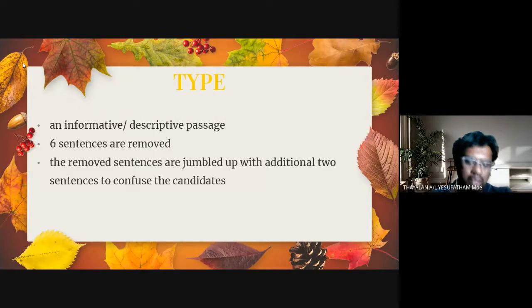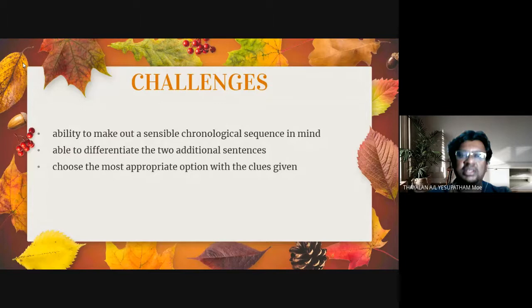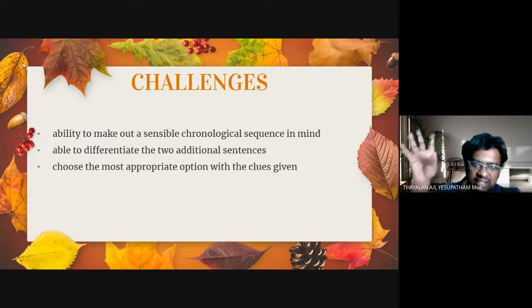All right, now the challenges. What are the challenges? The first challenge would be to gauge the student's ability to make out a sensible chronological sequence in mind, which means you are able to see the whole passage with the gaps of 6 sentences. So you're able to make out a sensible order based on the gap that is in the text, as well as the choices which are given.